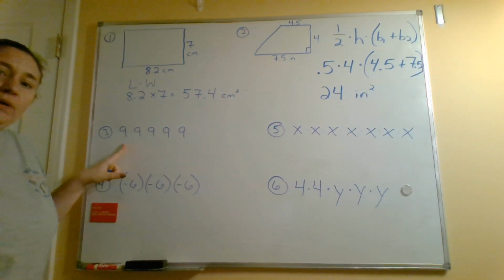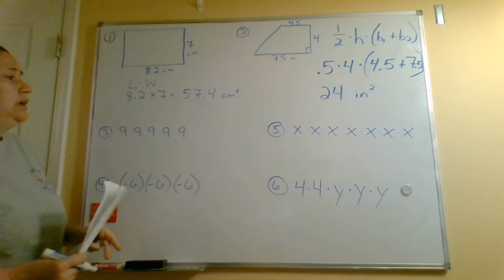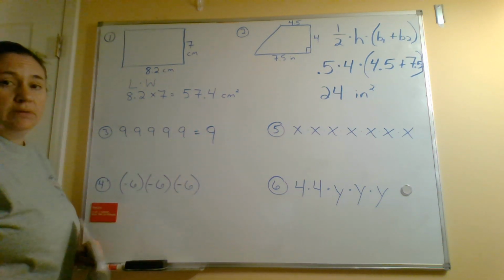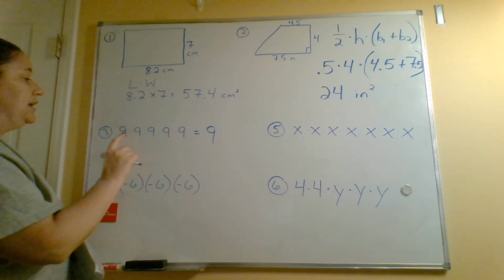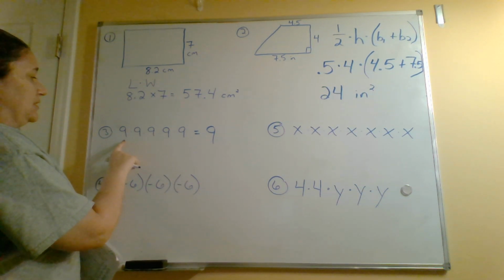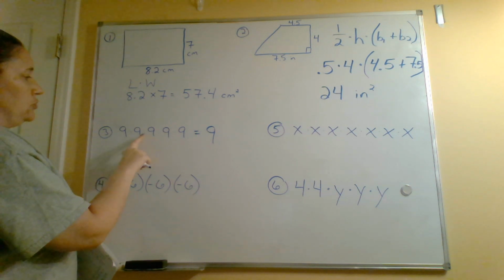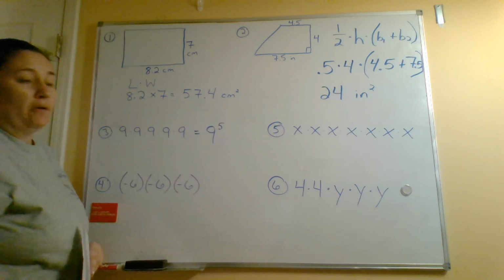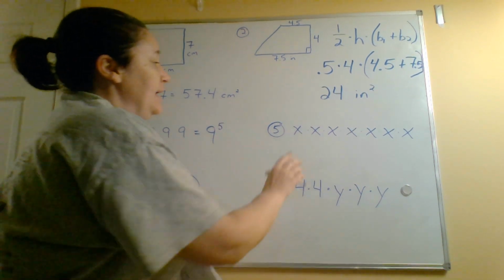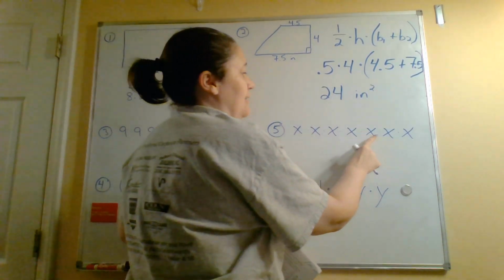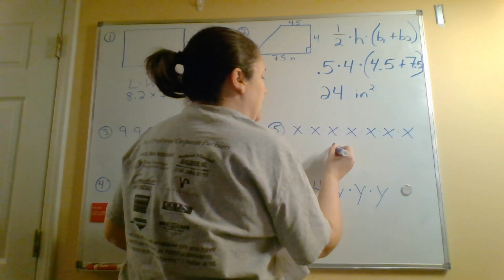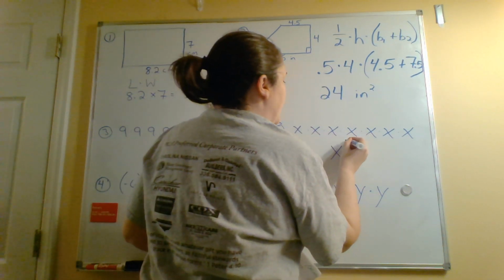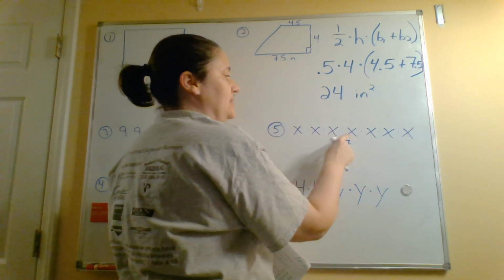Number 3, we have to write this using exponents. So you write down the number that's being multiplied. That's the big number. That's the base. And then the exponent is how many times that number is written down. 1, 2, 3, 4, 5. So this is 9 to the 5th power. X times X times X times X times X times X times X would be X, because that's what's being multiplied, to the 7th power, because there are 7 of them.